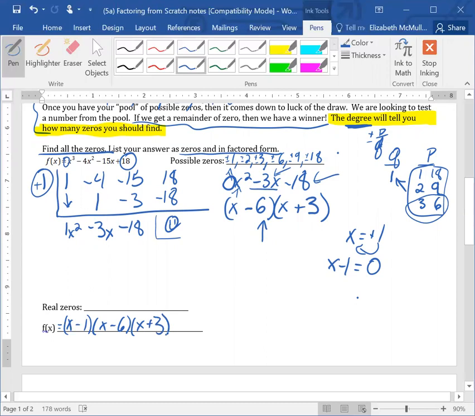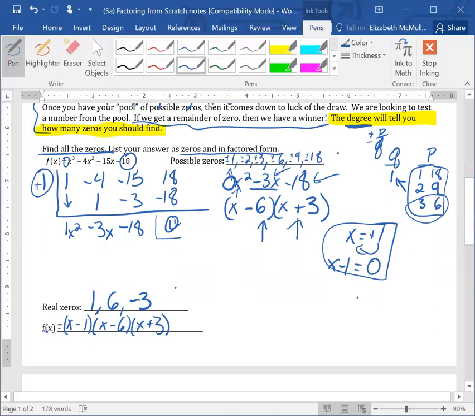Now for my real zeros, I set each of those pieces equal to 0. We've already done this one here, our first one. So my first 0 we know is positive 1. X minus 6 equals 0, so x equals 6. X plus 3 equals 0, so x equals negative 3. All right.